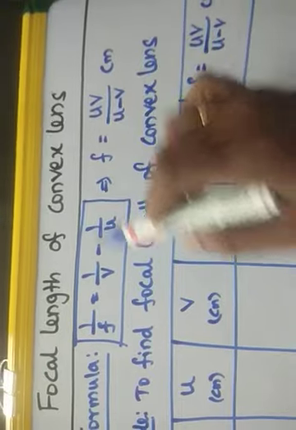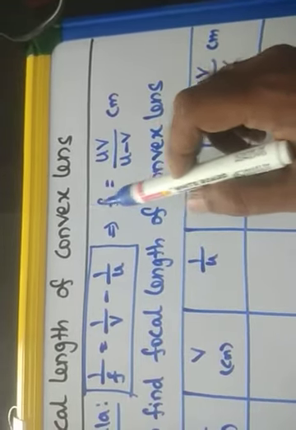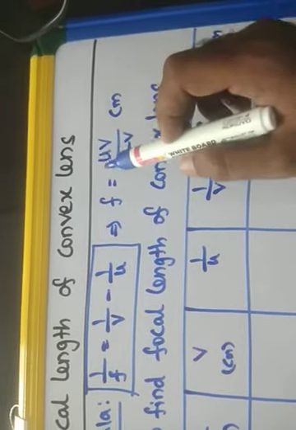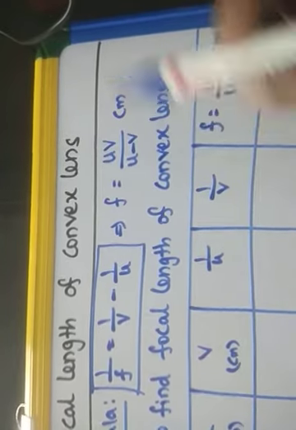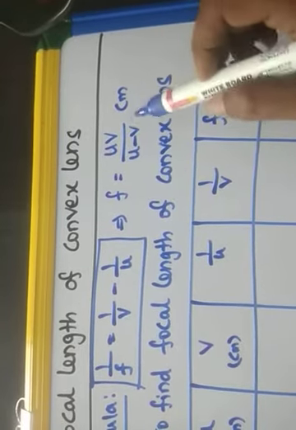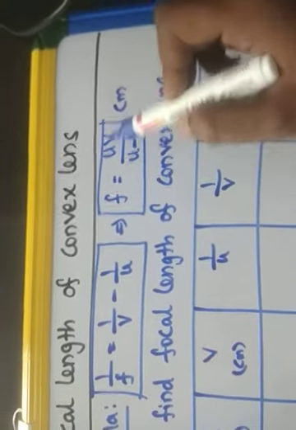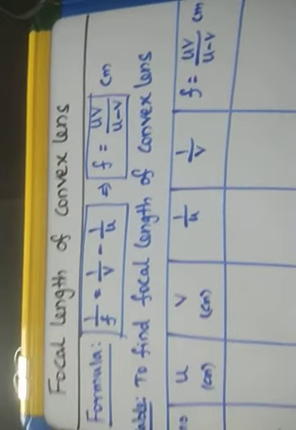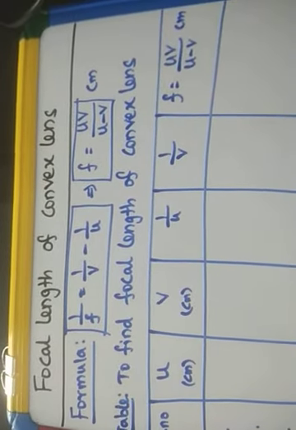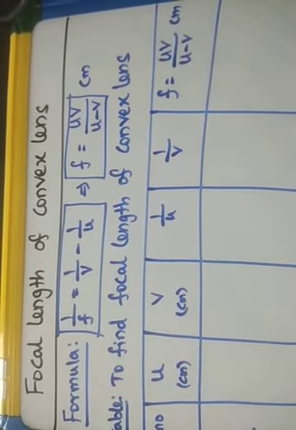So if you take the LCM and take the reciprocal, we get the formula for the focal length of the convex lens: f is equal to u v by u minus v centimeter. So the focal length is in centimeter, so we can write the focal length of the convex lens is equal to u into v by u minus v. Now we are going to calculate the focal length of the convex lens. Before that, we should find the rough focal length.